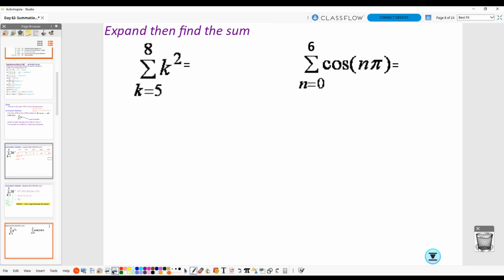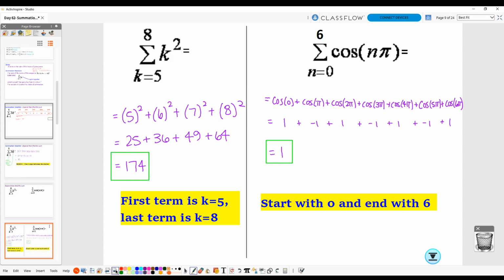On this, expand, starting this one at 5, go up till you hit 8, and then add the things together. Here, starting at 0, plug in and go. Pause if you need to. Here, the sum of those 4 terms is 174. This one, the sum of these 7 terms is positive 1.